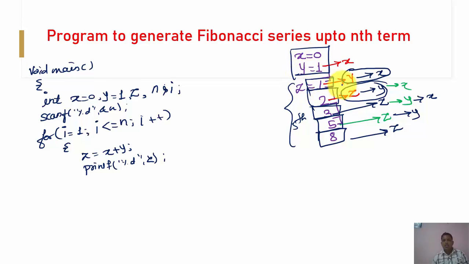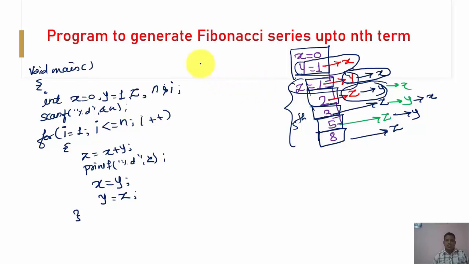So for the next iteration, the earlier value of y should be assigned to x, right? So now x is equal to y, and then the value of z should be assigned to y. Now y is equal to z, right? In this way I am going to print this series.